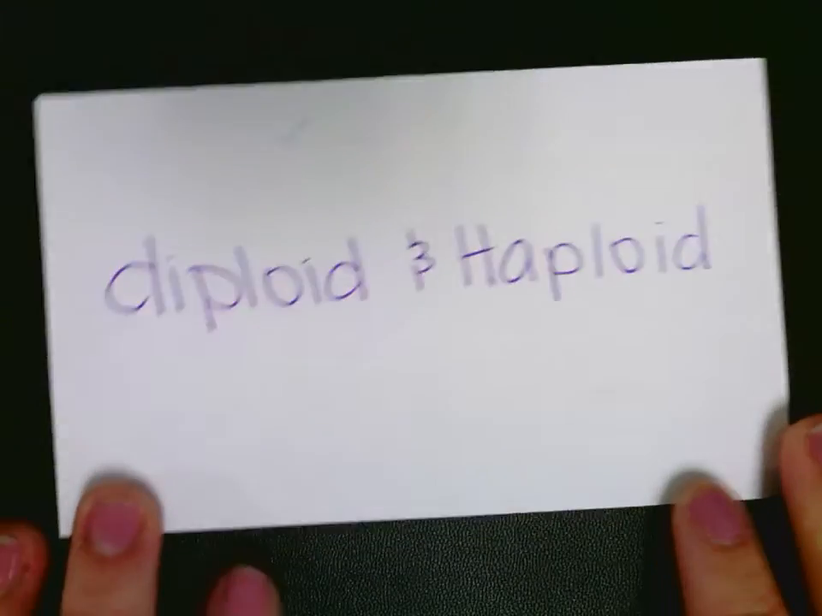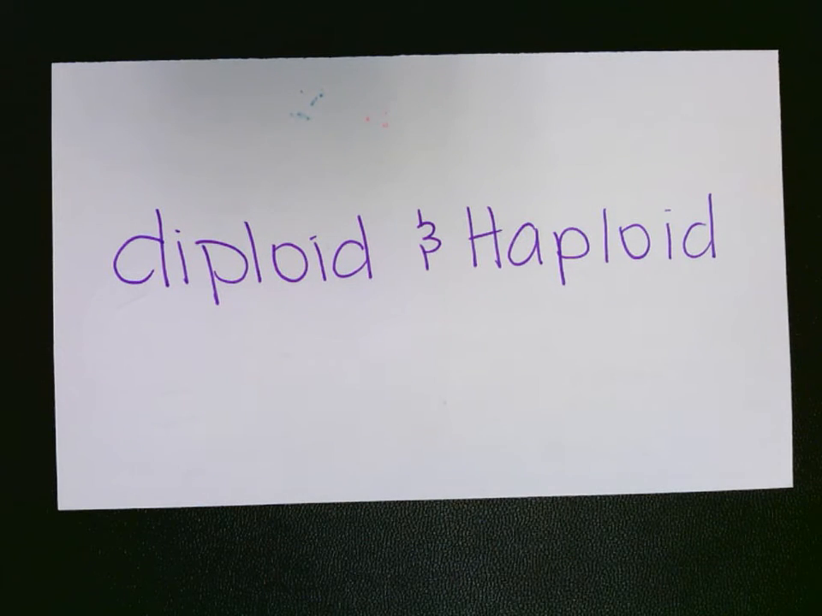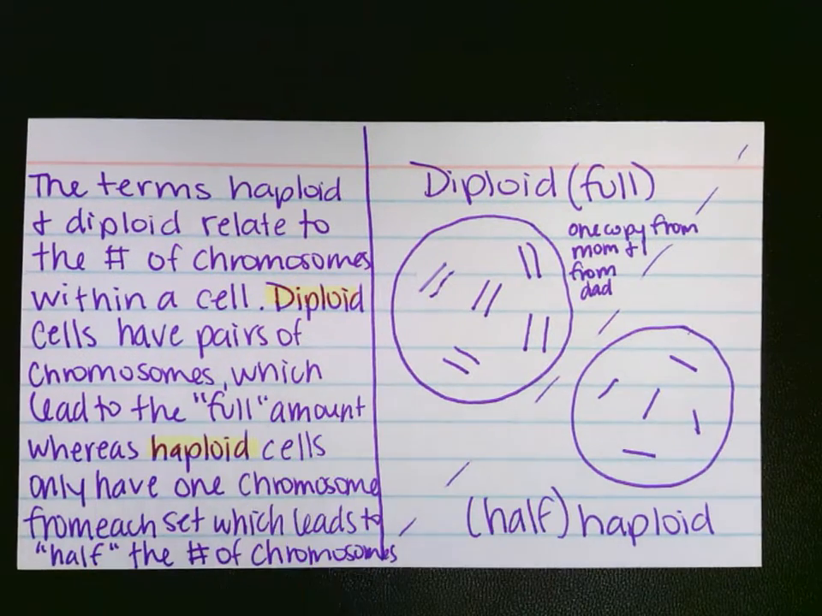Next, we're going to compare diploid and haploid. Pause the video and write down your answer. Okay. So the terms haploid and diploid relate to the number of chromosomes within a cell. Diploid means that they have pairs of chromosomes, one from mom, one from dad, which lead to the full amount, whereas haploid cells only have 1 chromosome from each set, which leads to half the amount of chromosomes.